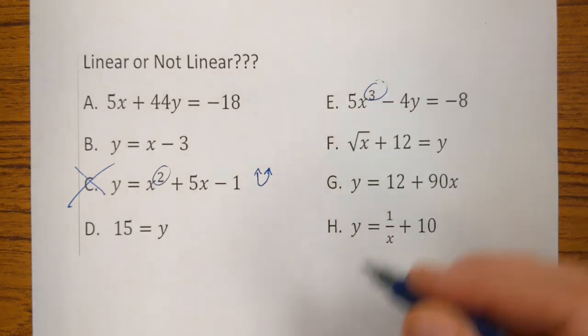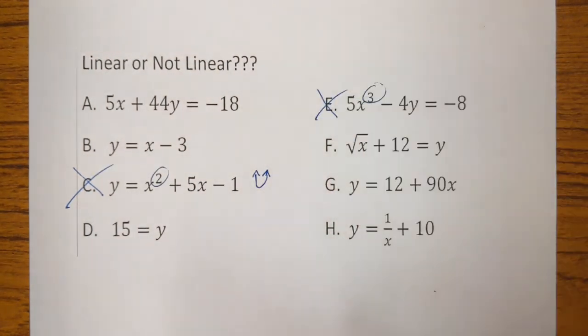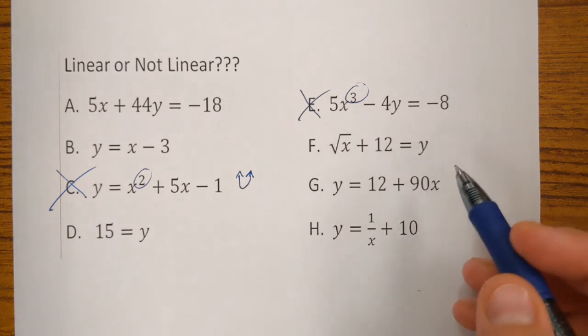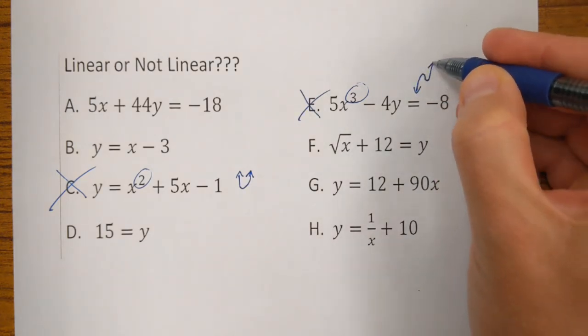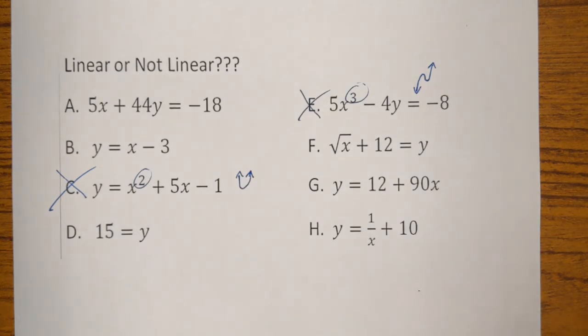Here I have an x to the third, so this would not be linear. X to the third actually looks kind of like a cursive n. It's called a cubic function. Definitely not a straight line.